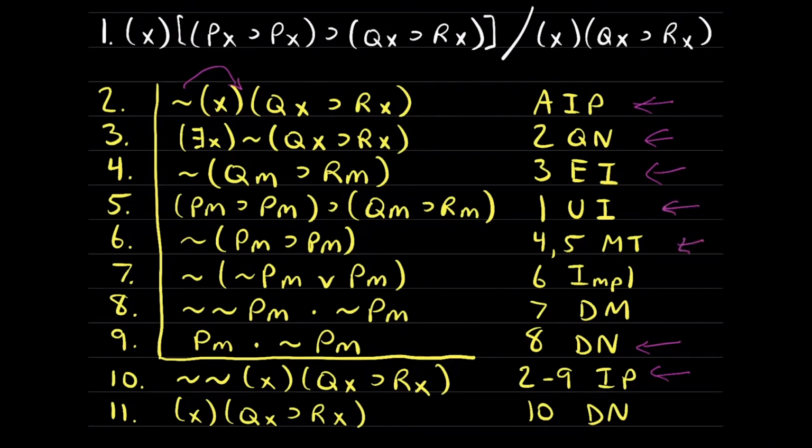On line 6, I think you can see that I have the negation of the consequent of that conditional in line 5. So by modus tollens from lines 4 and 5, I know that the negation of the antecedent of the conditional in line 5 has to be true. And that gives me the negation of PM implies PM.